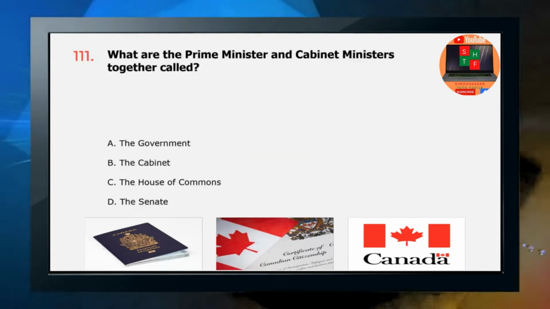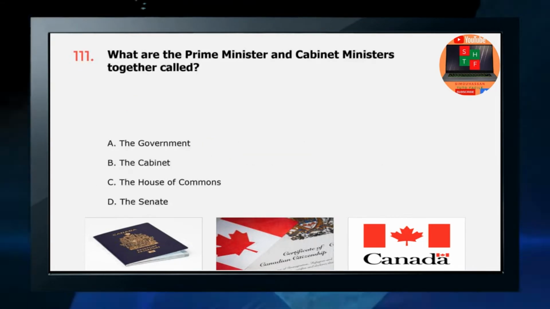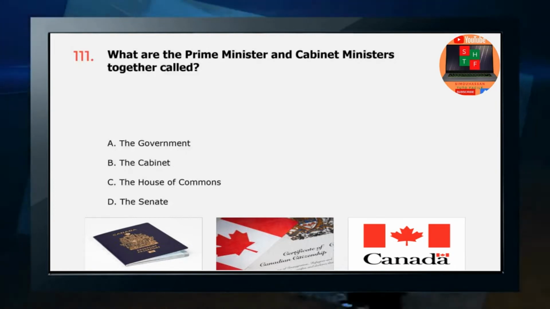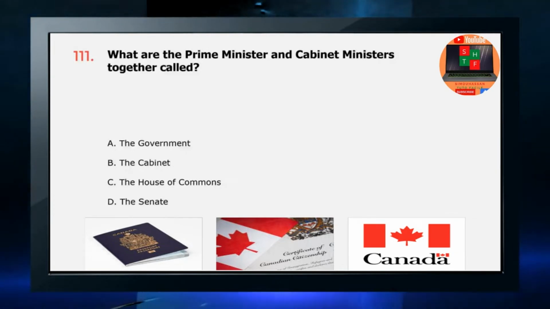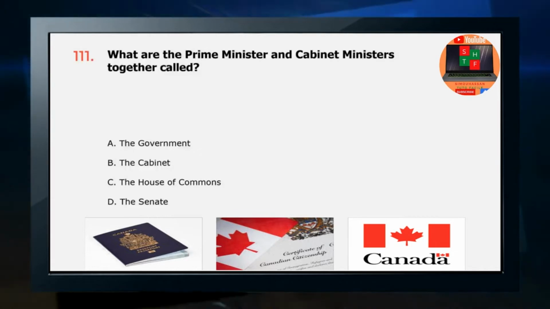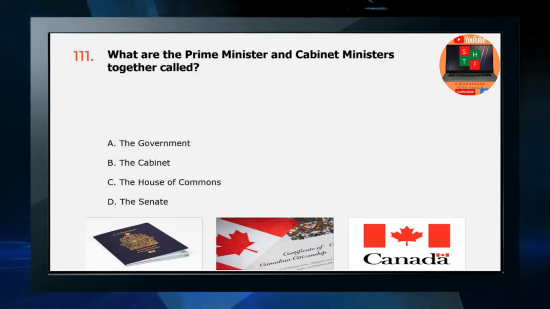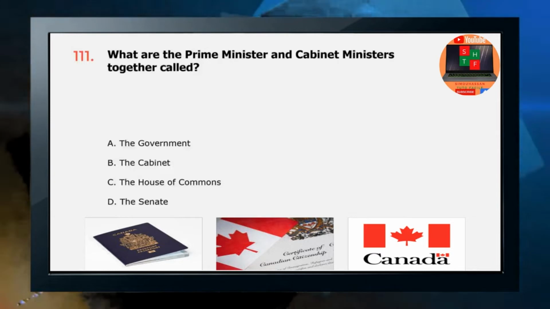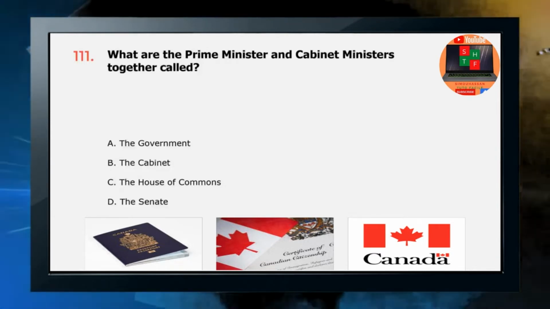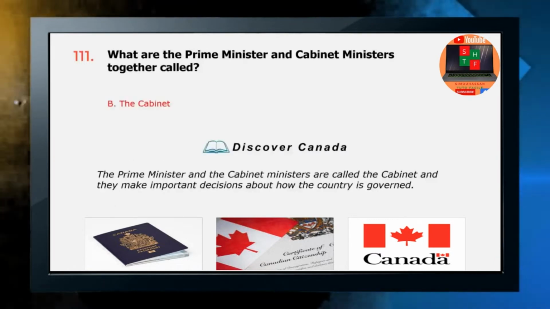Question 111. What are the Prime Minister and Cabinet Ministers together called? A. The Government. B. The Cabinet. C. The House of Commons. D. The Senate. The answer is B. The Cabinet.